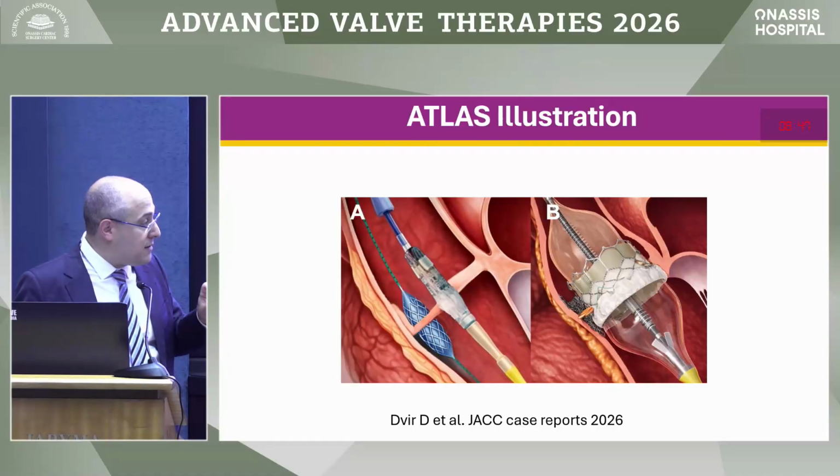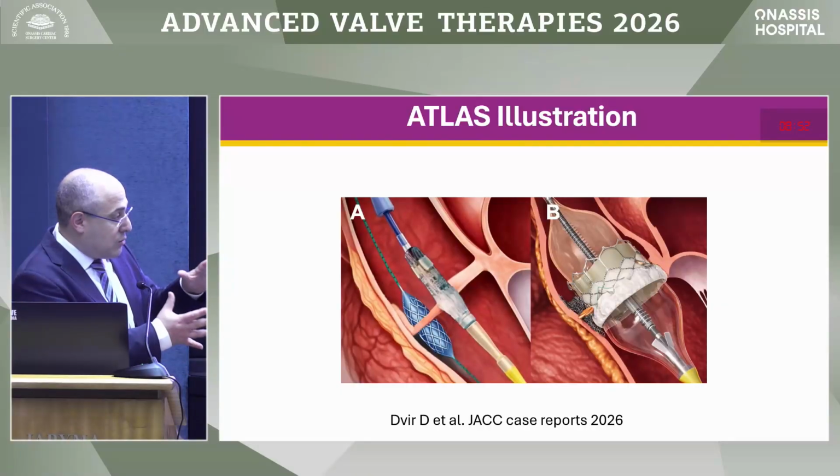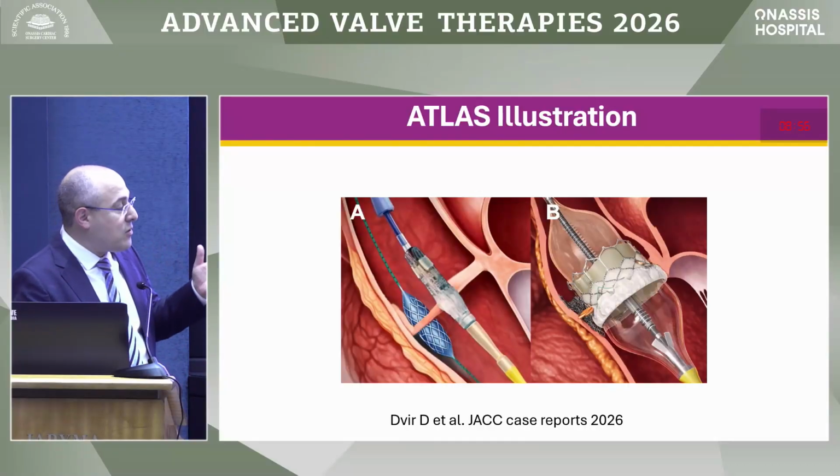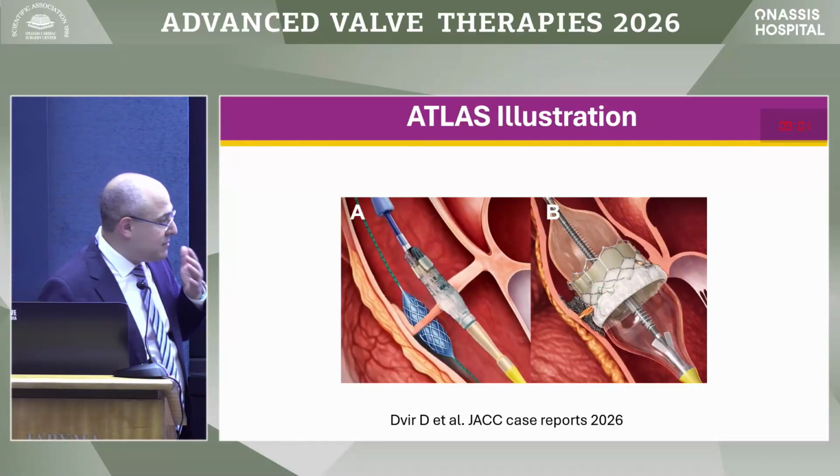It's stuck on the leaflet. So there is leaflet-stent interaction. They are together, and now you have a valve that can anchor on something. And by the way, you can do it with several stents. That would be my question.